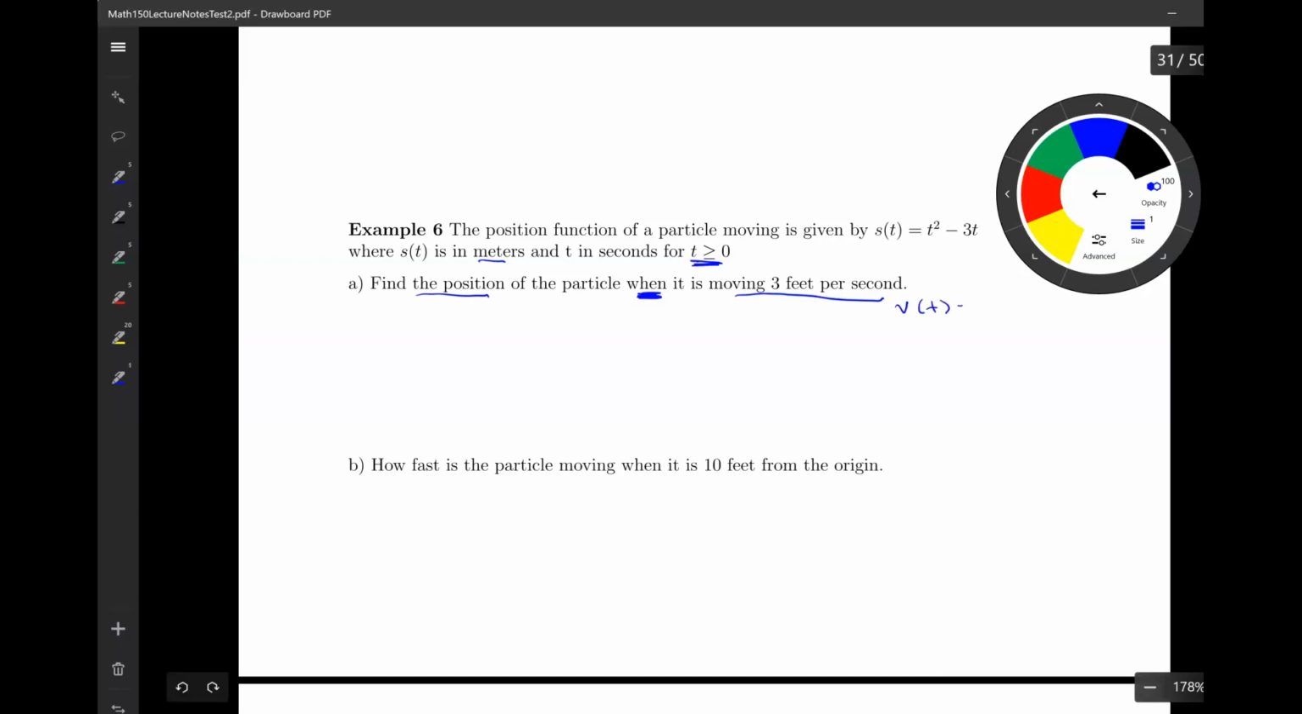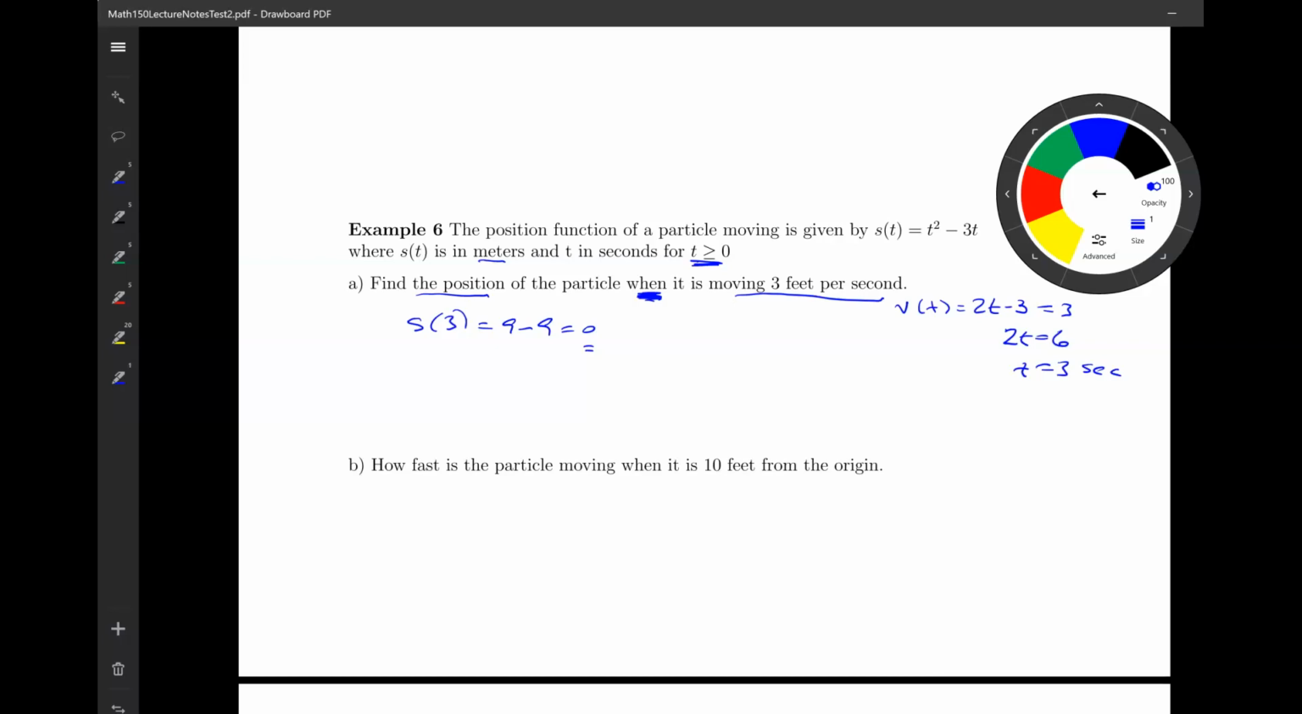So that means I need to set the velocity equal to 3. So 2t minus 3 is the derivative. Set that equal to 3. So I get time of 3 seconds. So that's the when. So to find the position, that's going to be s of 3. So that'll be 9 minus 9, 0. So it's at the origin when it's moving 3 feet per second.